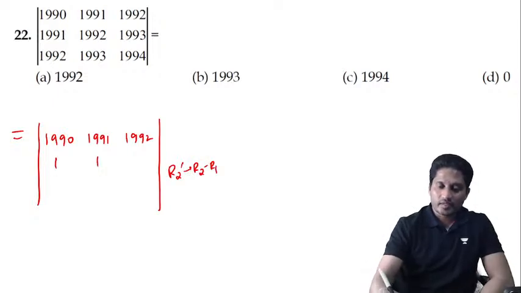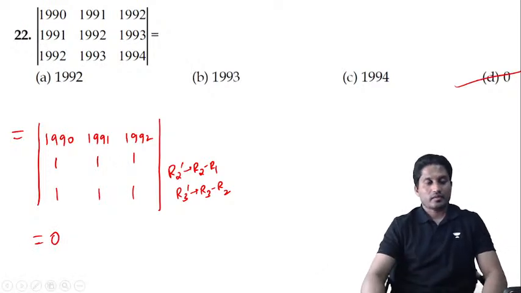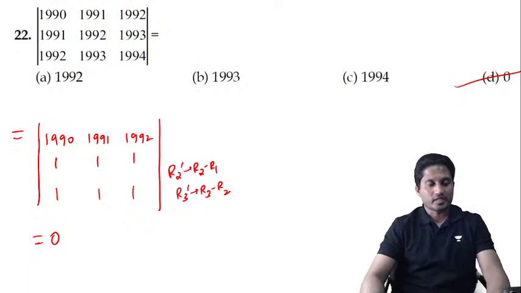this is 1, 1, 1, and R3 minus R1 will be equal to 2, or you subtract R3 minus R2, directly you will get. Change R3 to R3 minus R2, you will get 1, 1, 1. Two rows are identical, answer is 0. Right, let's move to the next question.